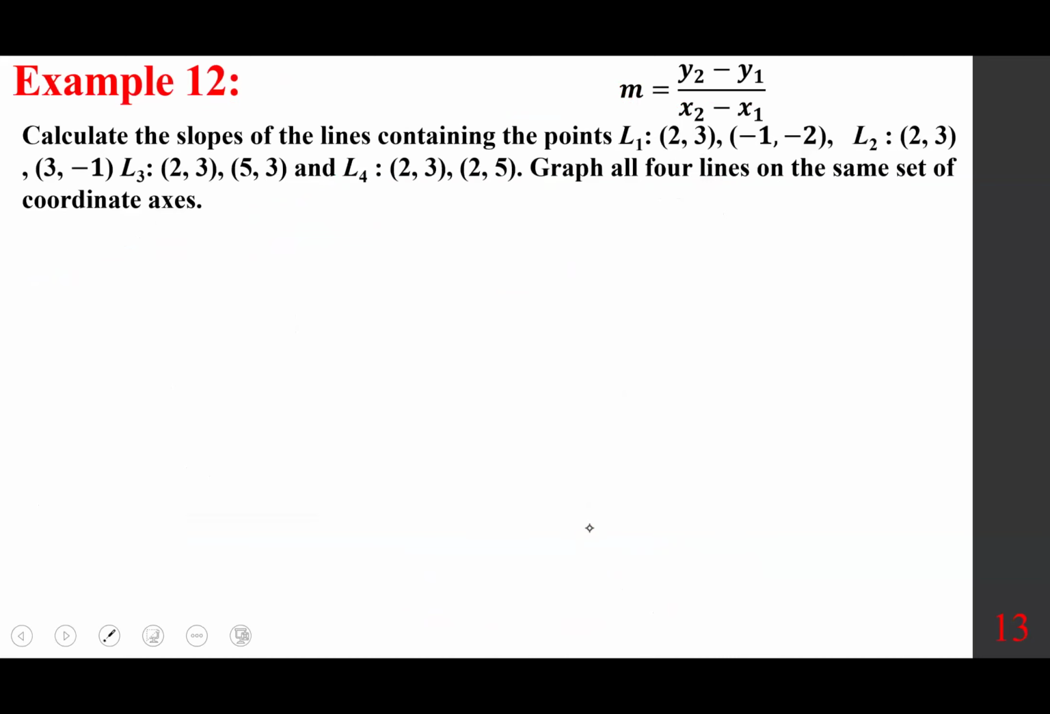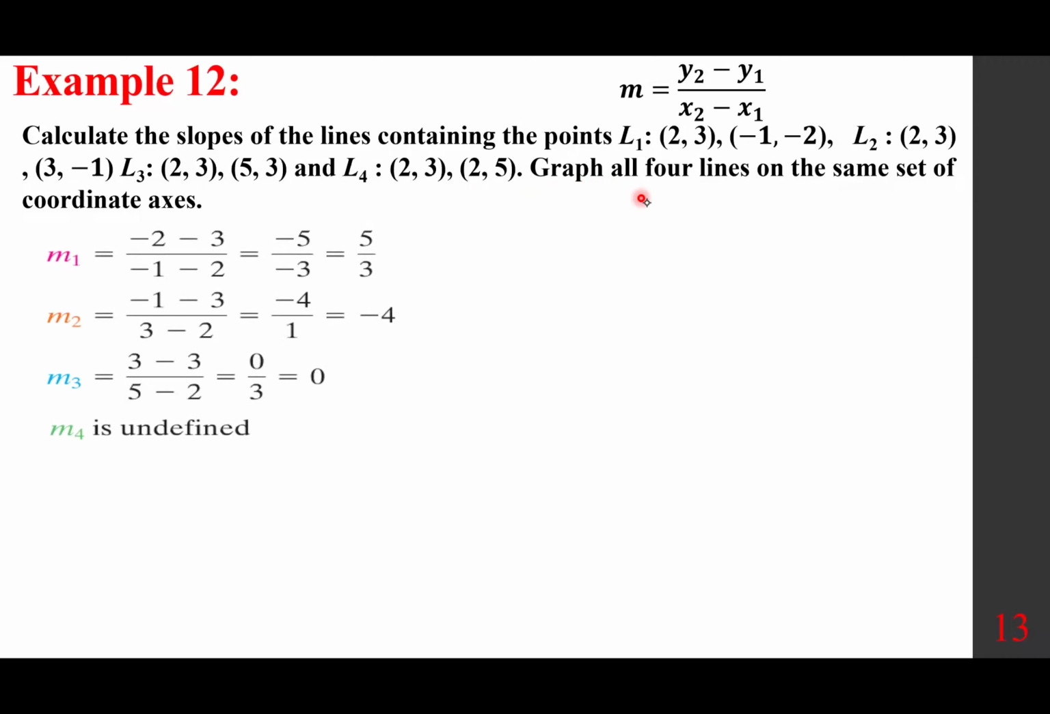All right, for the following lines, L sub 1 having those points, L sub 2, L sub 3, L sub 4, graph all 4 lines on the same set of coordinate axes. I just want to show you something in regards to this question, which is really important. You can calculate those slopes easily. Use this formula and you calculate them and you're done. It's a very simple case. I don't believe anybody has any problem with it. Now, the point I want to make here would be the following graphs.